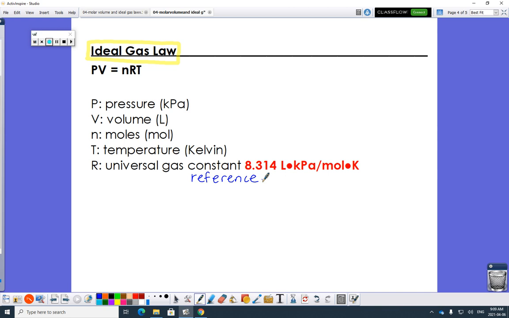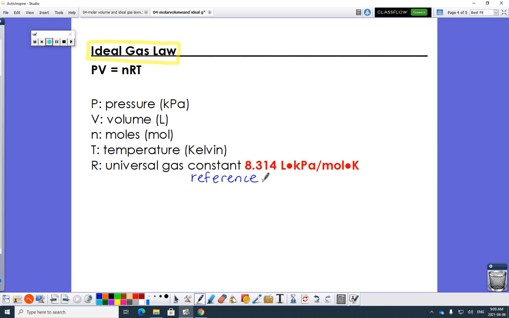The good thing about the R value is that it's incorporated in the relationship, and the units, which are given on the back of the periodic table, help you decide what your pressure, volume, and temperature units have to be. So it says liters, which means volume has to be liters, kPa, so you might have to change pressure into kPa, moles, and Kelvin, okay?